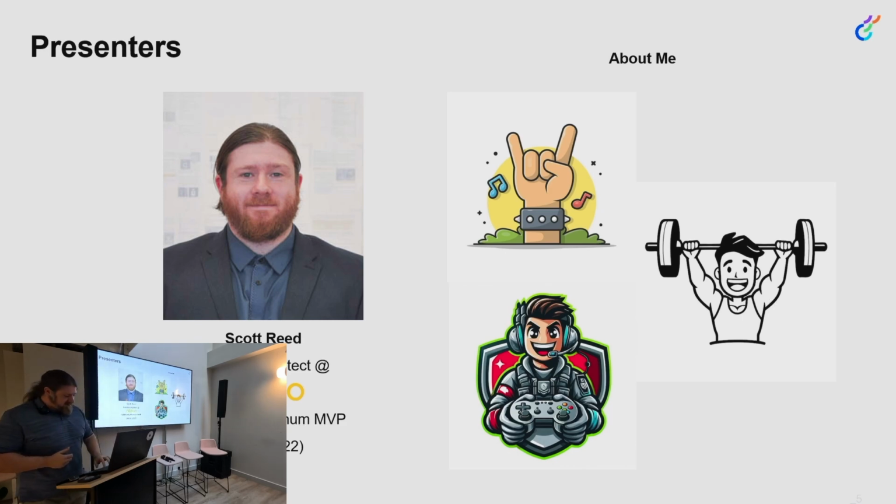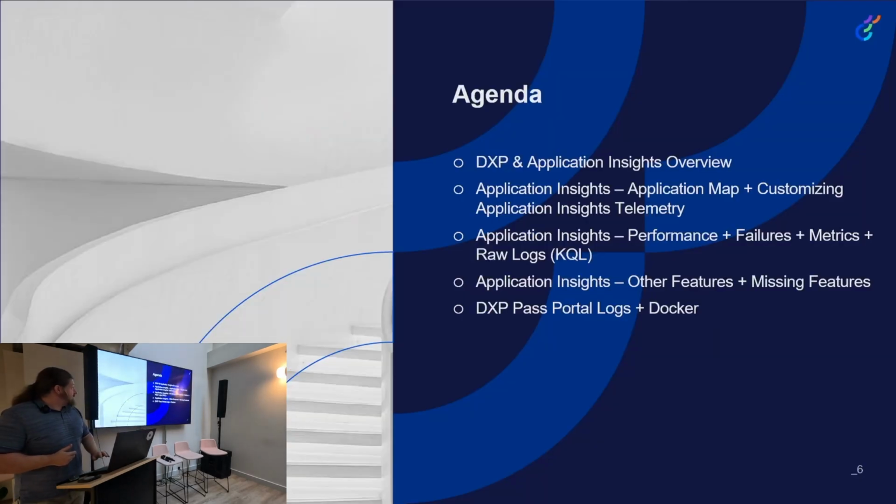That's my hobbies. And so my agenda, I'm going to talk a bit about application map and telemetry, customizing that, then drilling into some of the ways that I look at performance, failures, metrics, and a bit of KQL. And then a few of the missing features that I think would be nice to have on the DXP. And as Optimizely are here, maybe make a note and then you can bring them. And then a little bit about portal logs and Docker.